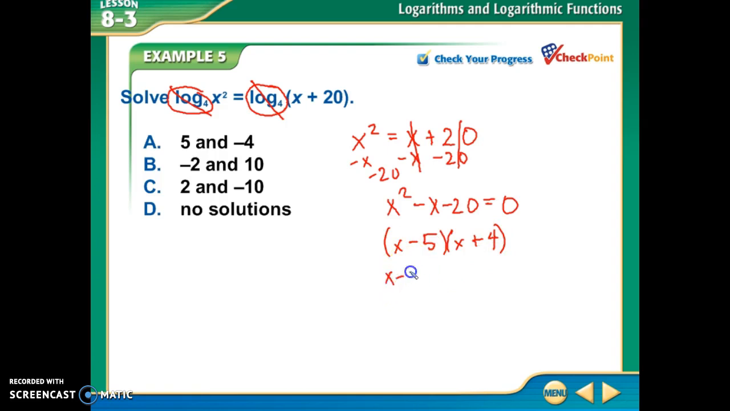And then my last step to solve is to set each of these equal to 0. So x equals 5, x equals negative 4.